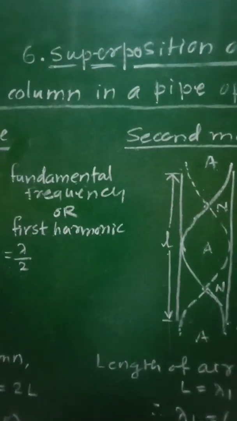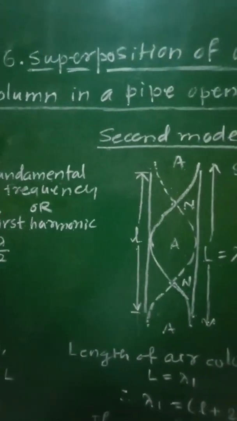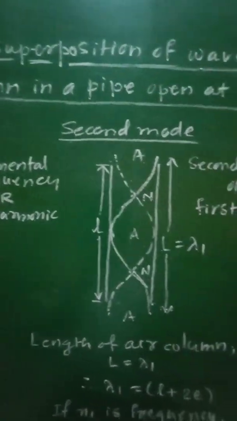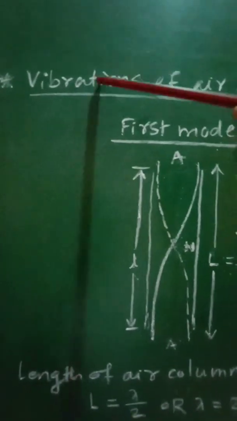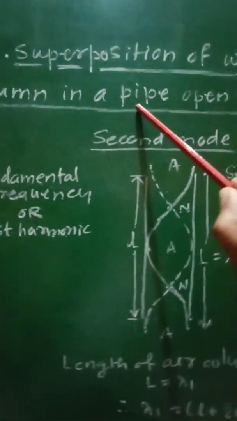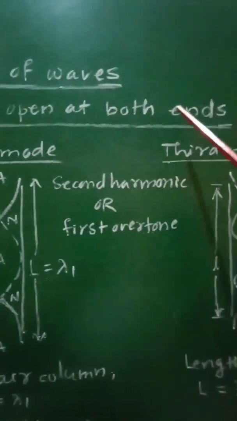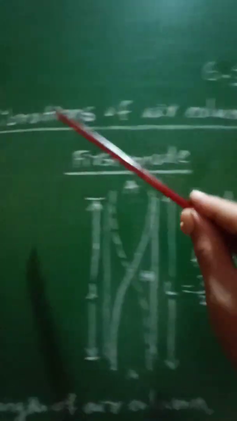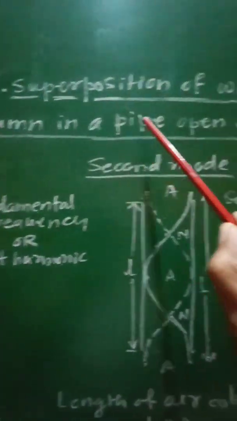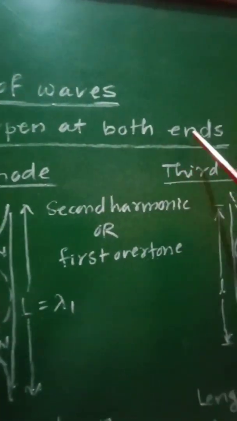Class 12th, Subject Physics, 6th chapter, Superposition of Waves. From the chapter, let us see the vibrations of air column in a pipe open at both ends.